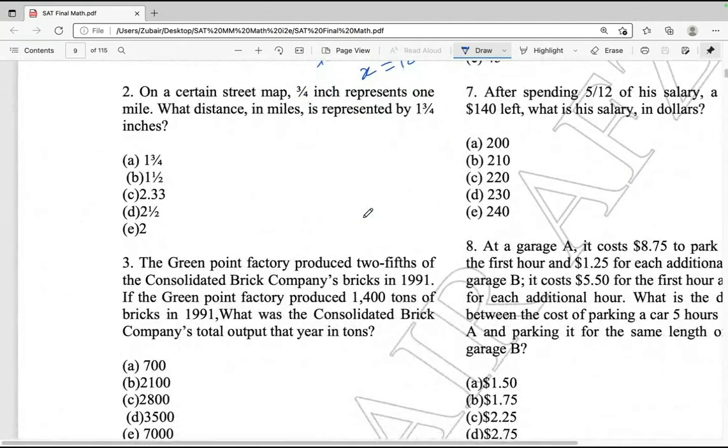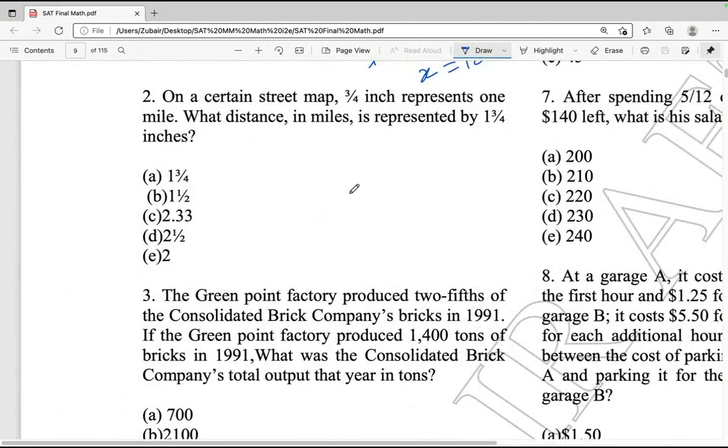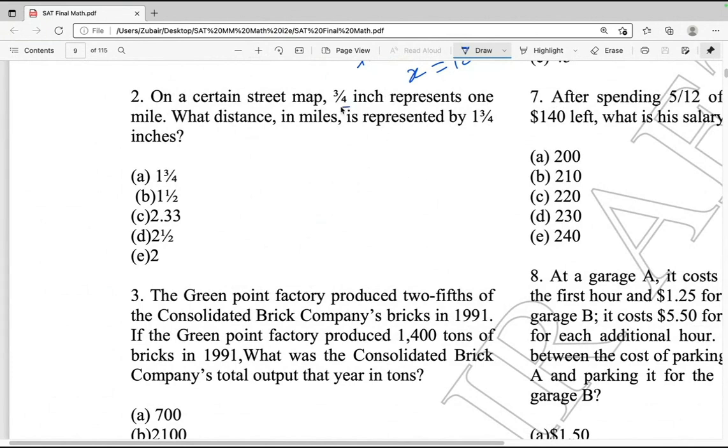Now look at question number 2. On a certain street map, 3 by 4 inches represents 1 mile. So this is 3 by 4 ratio 1. I'm not going into every detail. In the exam, the working is not going to score anything, or I would just mention this is inches, this is miles. So we are just saving our time. 3 by 4 inches represents 1 mile. What distance in miles is represented by 1 whole 3 by 4?